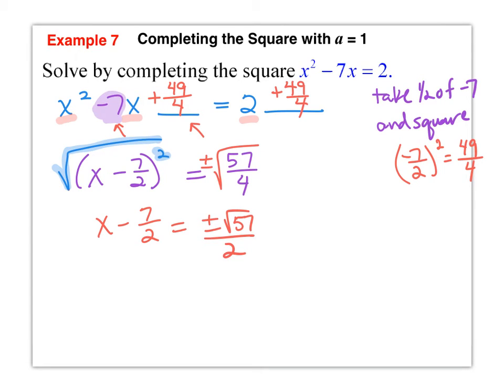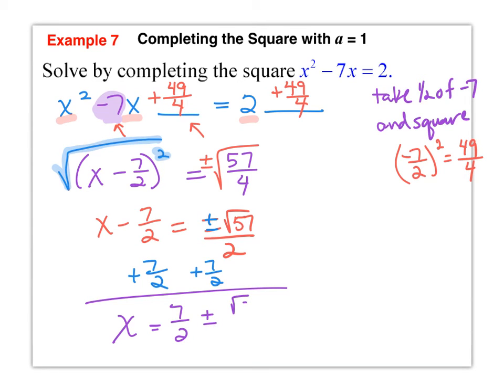Now we are very close to solving this equation for x. We can add 7 over 2 to both sides. Again, we're considering both the positive and the negative outcomes here when we use the square root property. Finally, we get x by itself equals this positive 7 over 2 plus or minus the square root of 57 over 2. These are our two possibilities, and you can check those in the original equation.